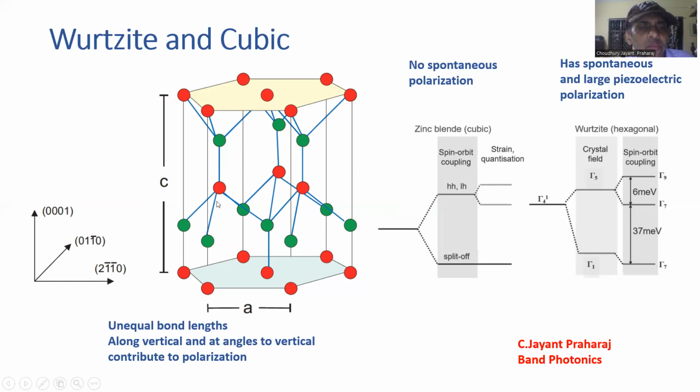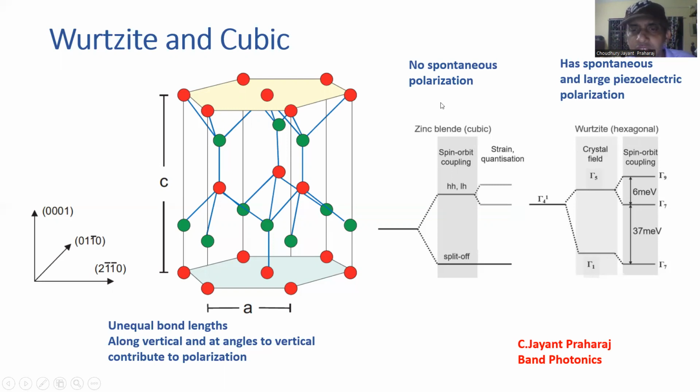We have a vertical bond, and we have bonds at angles to the vertical in the wurtzite hexagonal version of these materials. And we have unequal bond lengths. And so the vertical bond has a different bond length compared to the bonds at an angle to the vertical. And these unequal bond lengths contribute to what are called inbuilt or spontaneous polarization in these materials. And then we also have what is called piezoelectric polarization.